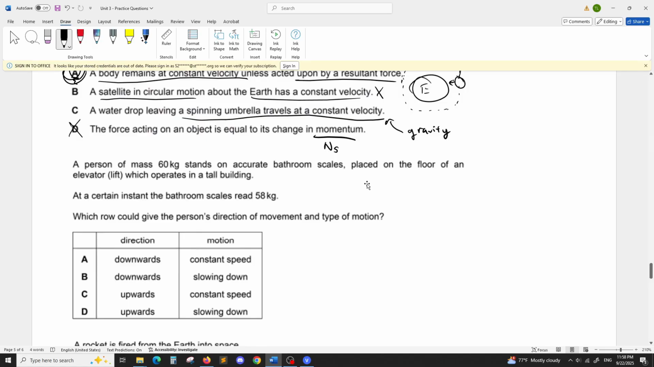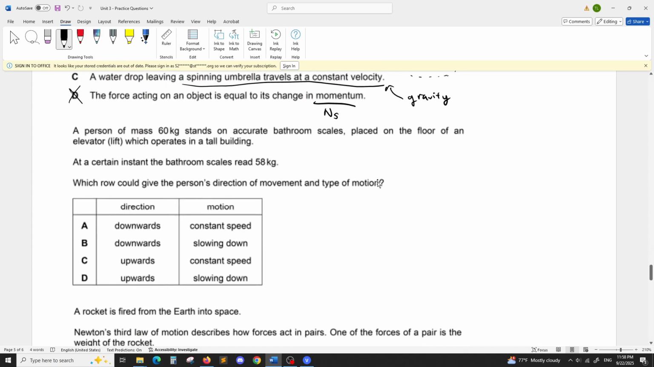Alright, so a person of mass 60 kg stands on an accurate bathroom scale, placed on the floor of an elevator, lift, British people, am I right? Just kidding, that's banter. Which operates in a tall building. At a certain instant, the bathroom scales read 58 kg. Which row could be the person's direction of movement and type of motion?